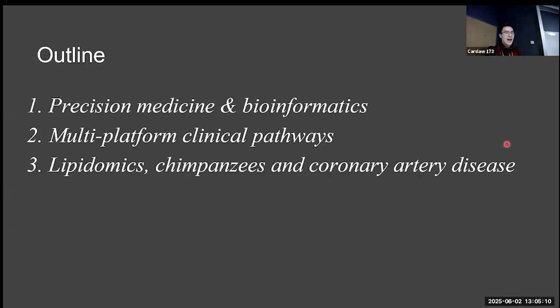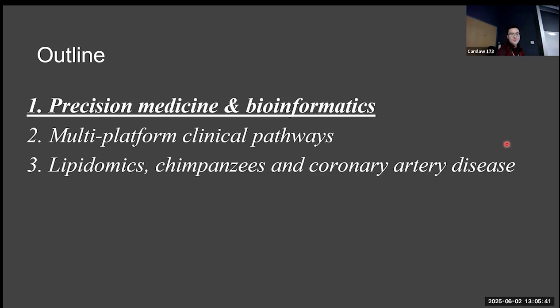To go over the outline for today, I thought I'd give a bit of background on precision medicine and bioinformatics, because I think we have a very diverse audience. And then I'll talk a little bit about the work that we've done, in particular the multi-platform clinical pathways and another project on three words that you normally don't see together: lipidomics, chimpanzees, and coronary artery disease. More on that when we get there.